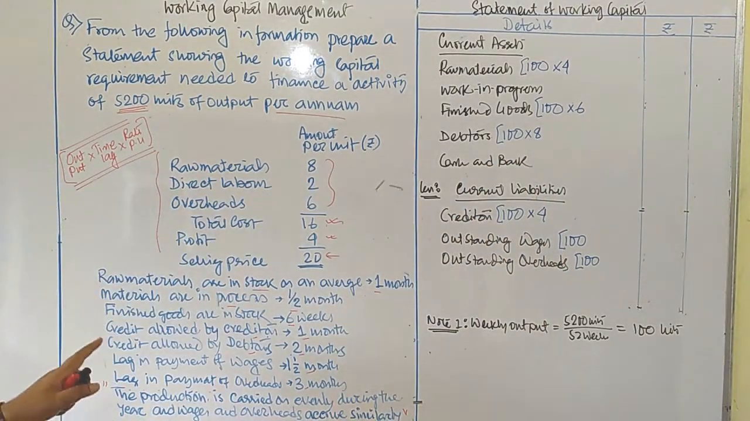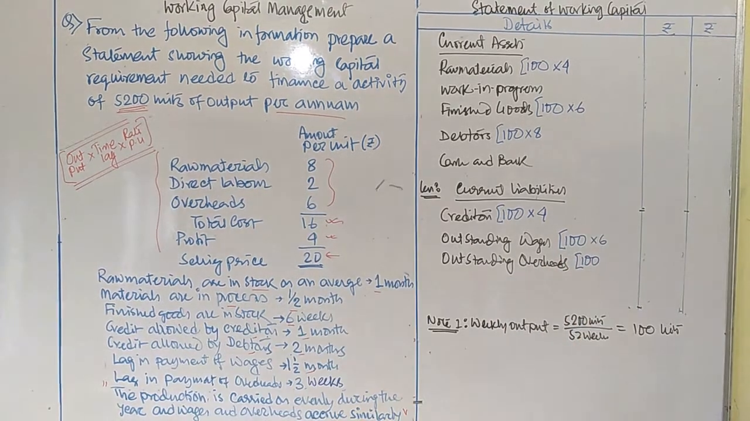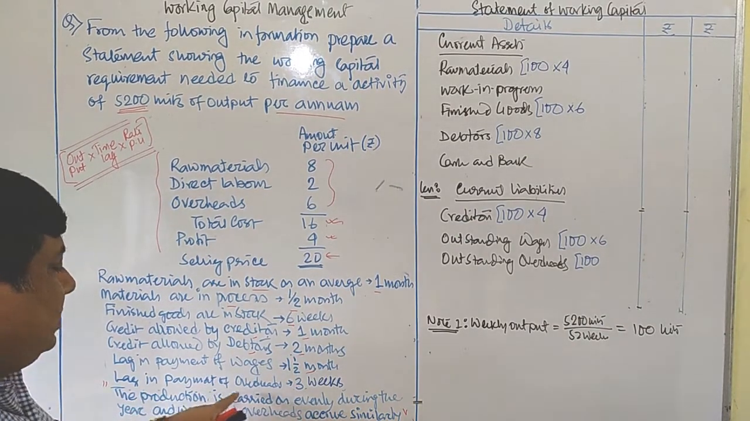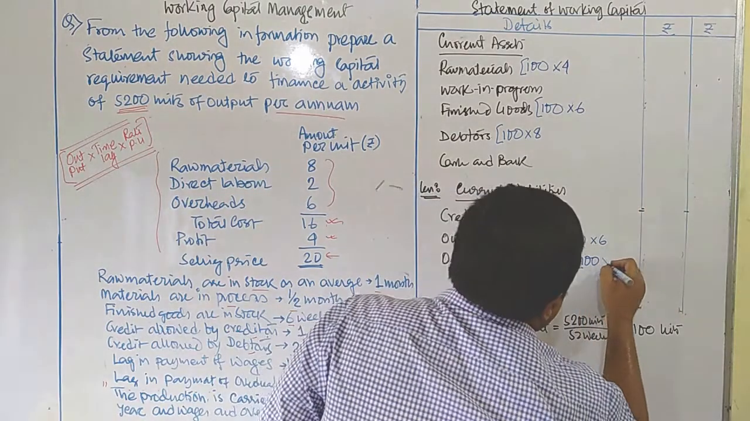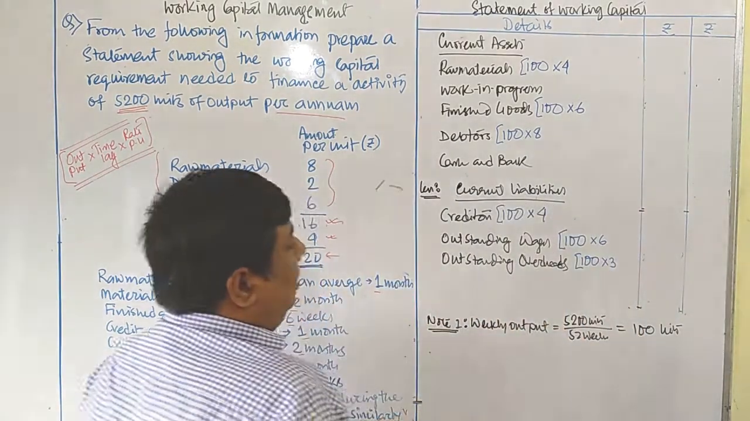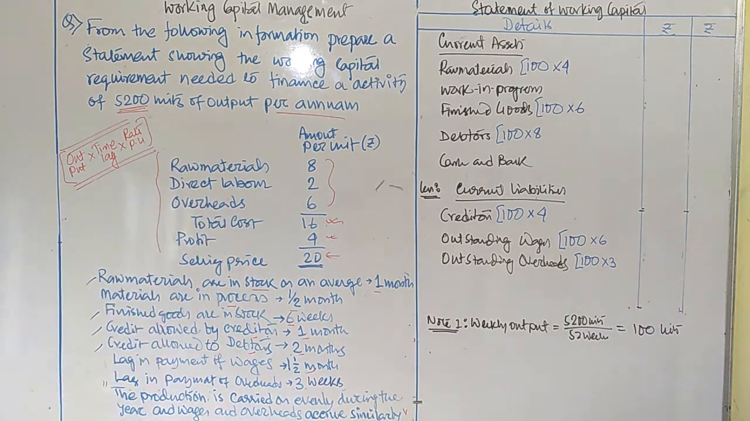Lag in payment of wages 1.5 month. 1.5 month means how many weeks? 1.5 month means 6 weeks. Lag in payment of overhead, it is available 3 weeks. Then 100 should be multiplying by 3. Now each and every output and time lag I have portrayed.